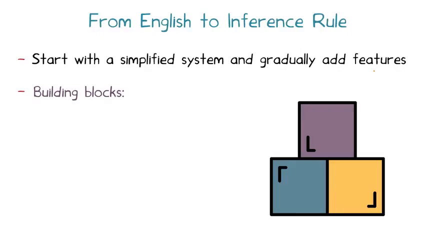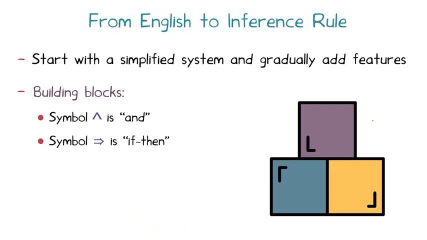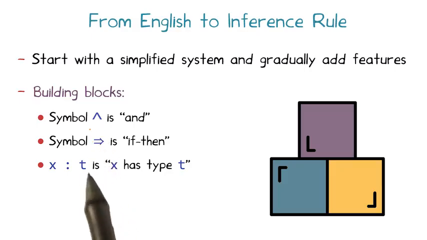The building blocks we will use are the inverted V symbol to represent the logical AND operation, also called the conjunction operator, the rightward pointing arrow to represent logical implication, that is, the if-then operation, and the expression x:t to represent the statement x has type t. When reading logical formulas aloud, the inverted V symbol can be read as the word AND, and the arrow symbol can be read as the word implies.